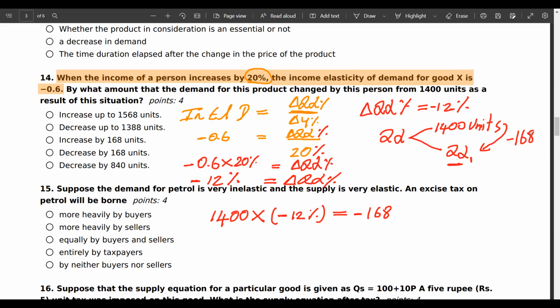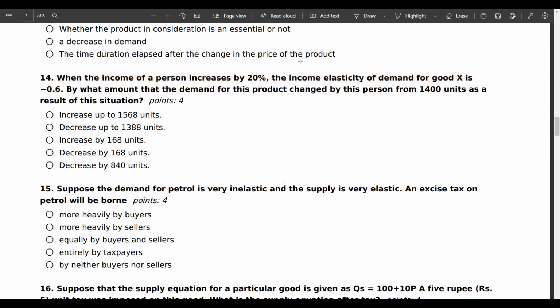Right? So that's pretty much the answer, decreased by 168 units. So what did we do here? Simply put, we took income elasticity of demand. The basic equation was percentage change in quantity demanded over percentage change in income. This is income elasticity of demand. And we know the percentage change in income was 20%, plus income elasticity of demand value is minus 0.6.